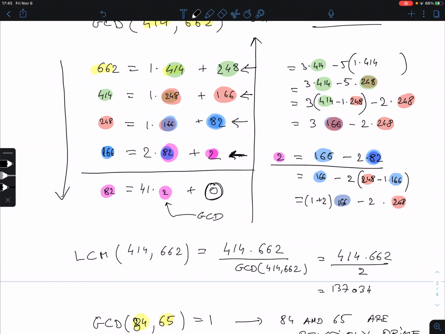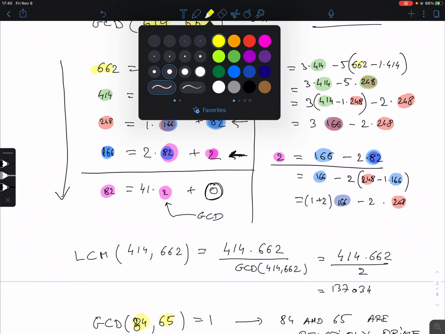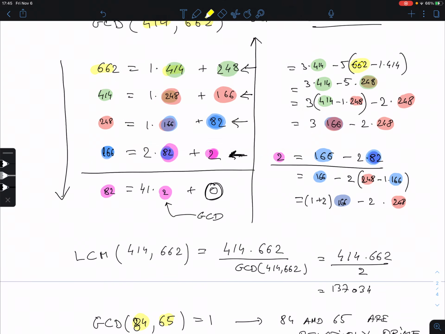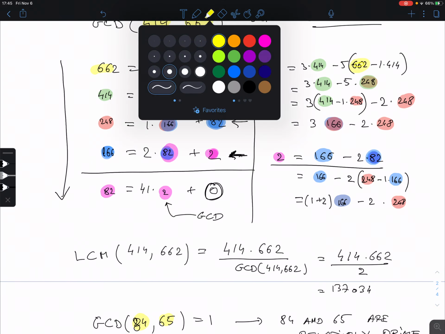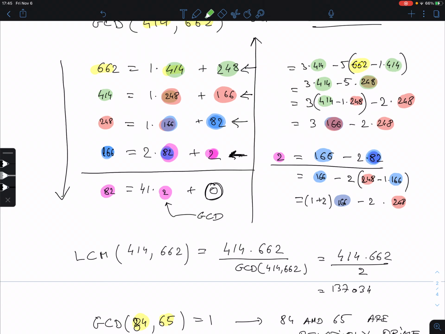Oh, sorry, no, it's the other way around, right? I'm putting the wrong order. It's 662 minus 1 times 414. Okay, but let's use the coloring scheme. This is a yellow number, and the other one is a green number. Okay, notice that I have again two 414s. There I should combine them again, right?